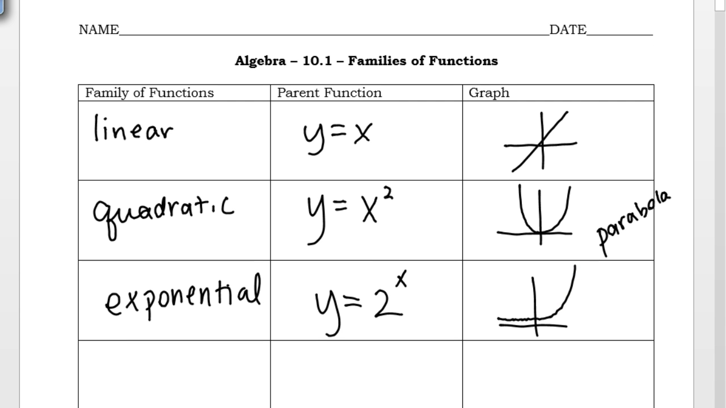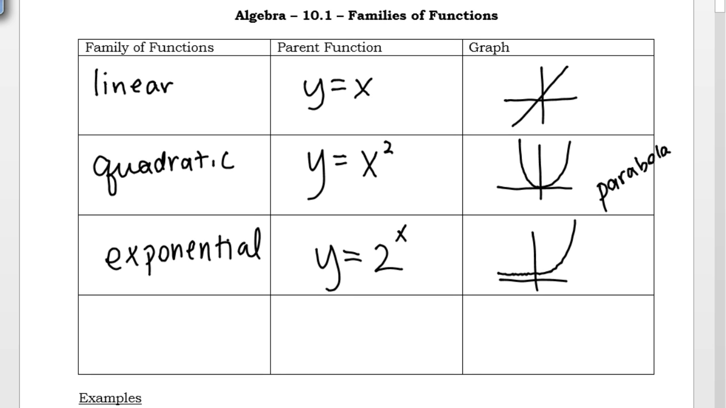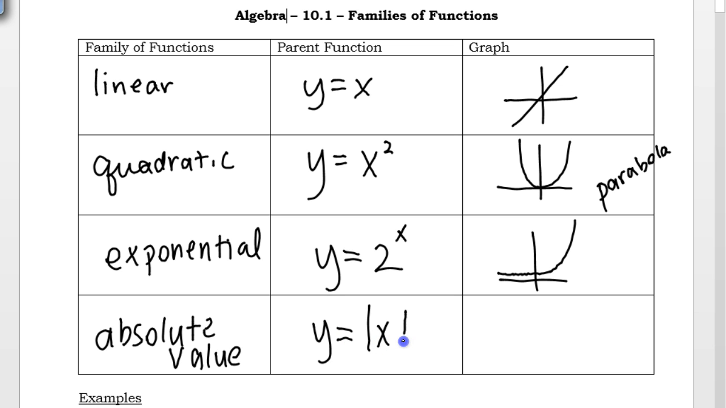And the last one is the absolute value function. And we talked about absolute value in 9.5. The symbols were those bars, and the graph looks like a V.